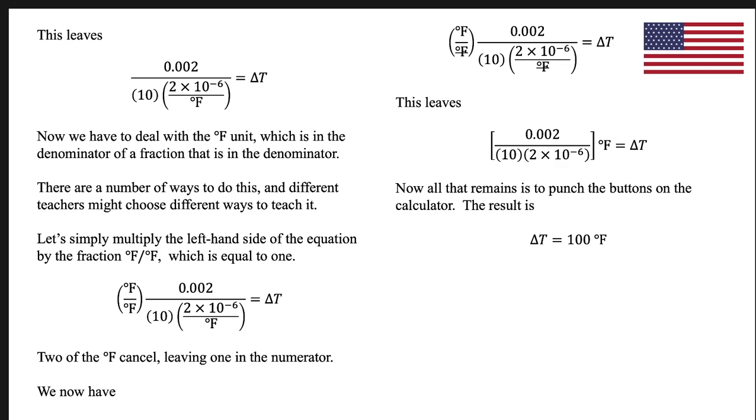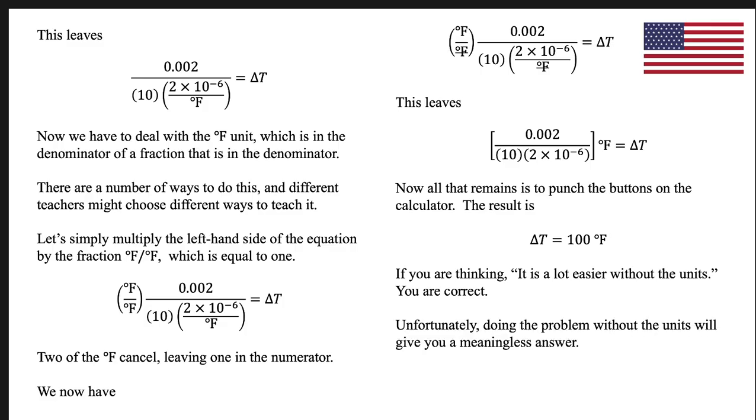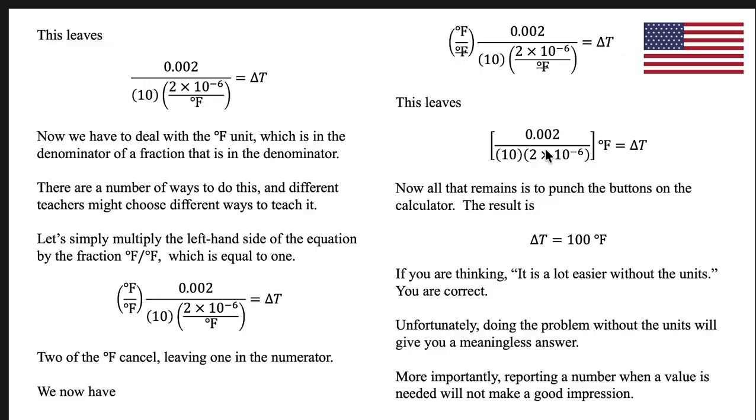So the change in temperature needed to increase the length of a 10-meter steel rail by 2 millimeters is 100 degrees Fahrenheit. So if you're thinking it's a lot easier to do this without the units, yeah, you're right, but you need the units. Giving a number is not useful. And it's embarrassing if you give a number without a unit. That's part 2.